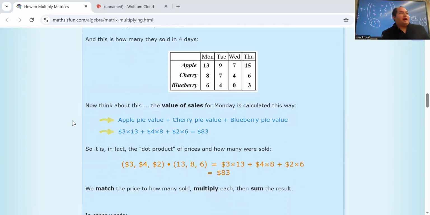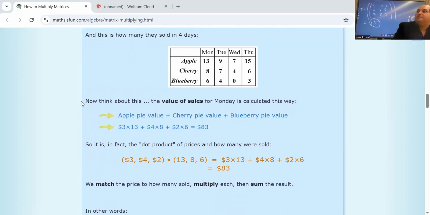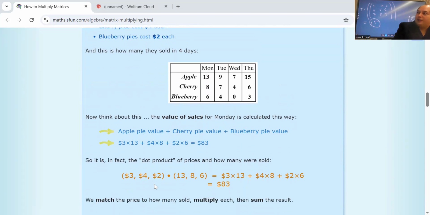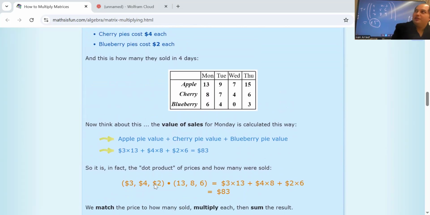Obviously, the number multiplied by the price, but how do you do that in matrix notation? $3 is the apple, $4 is the cherry, and $2 is the blueberry pie, right? Everything is pie, actually. And this is the 13, 8, 6 for the first column, which corresponds to apple, cherry, and blueberry. This is just for the first day, Monday. You obtain $83 in sellings. And then you repeat the same operations with the other days, Tuesday, Wednesday, Thursday.